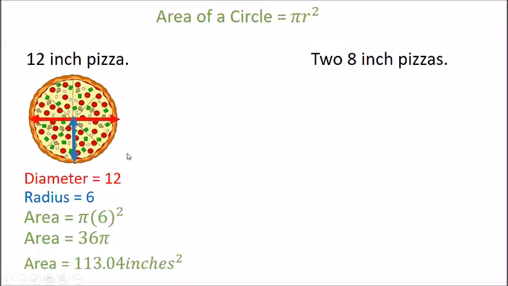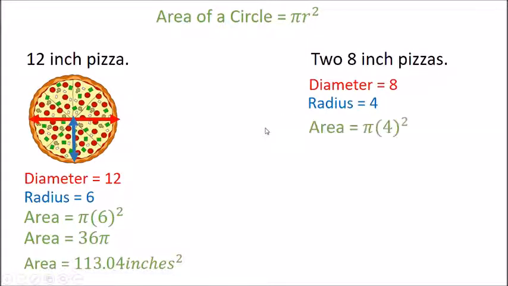But how much pizza do I get if I order two 8-inch pizzas? Well, let's work it out. Well, each pizza has a diameter of 8, and we know that a radius is half of the diameter. So my 8-inch pizzas have a radius of 4 inches each. Okay, so let's use my formula. So area is pi times by the radius squared, so it's pi times 4 squared, and 4 squared is 16. So the area of one of these pizzas is 16 pi.